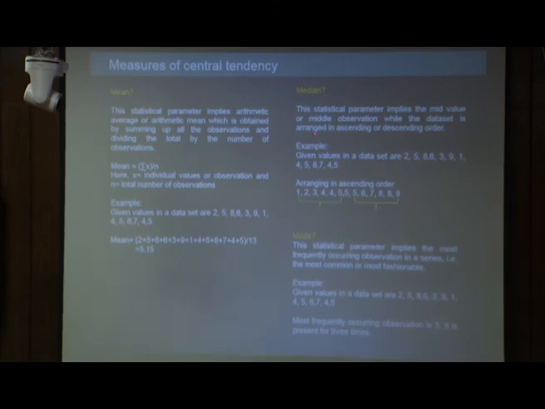Now next is median. This is also another central tendency of the data set. What is median? Median is the mid value. This statistical parameter implies the middle observation when the data is arranged in ascending or descending order. If we consider the same data set and arrange it in ascending order from lower value to higher value, then whatever is the mid value, that is called the median.